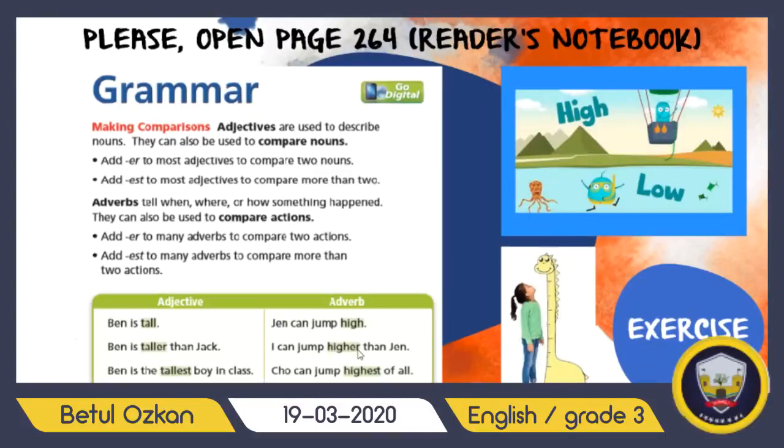If I compare more than two people, in this situation I need to add est. Cho can jump highest of all. I compare Cho with others. So if I compare more than two people, in this situation I need to add est. Perfect. Let's do some exercises together.